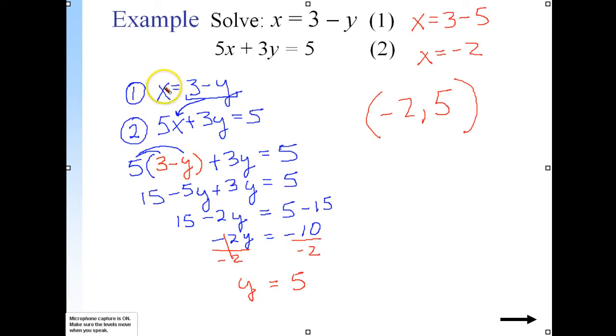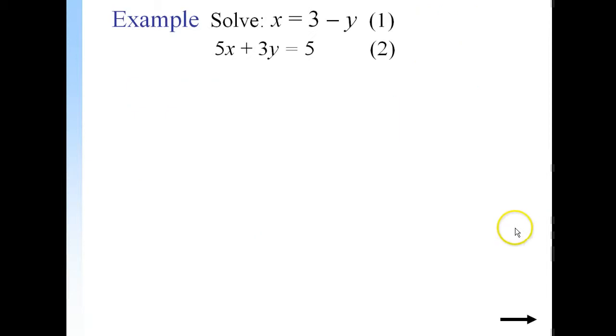I had what x equaled. I used that in my other equation, putting it in a parenthesis, distributing. I now have an equation with only one letter in it, and I solve for that letter. Then I put it in the other equation once I had that value to get the other letter. Okay, let's check it out.